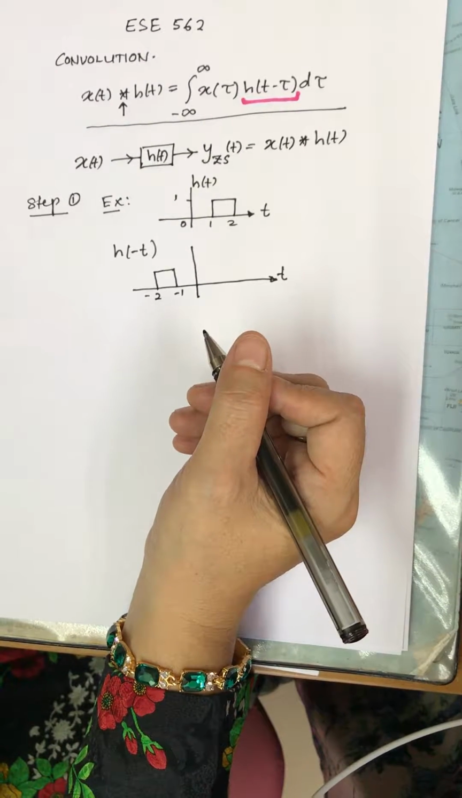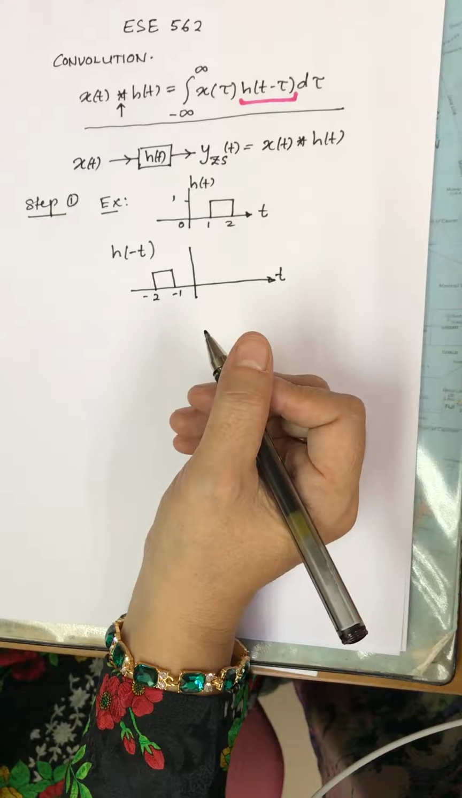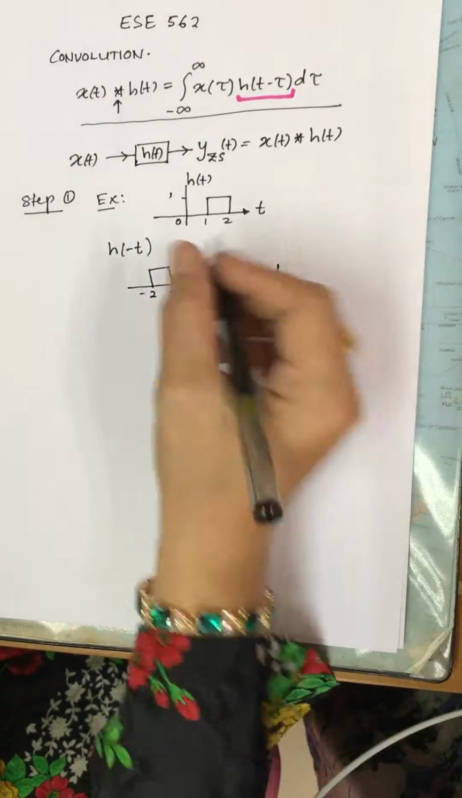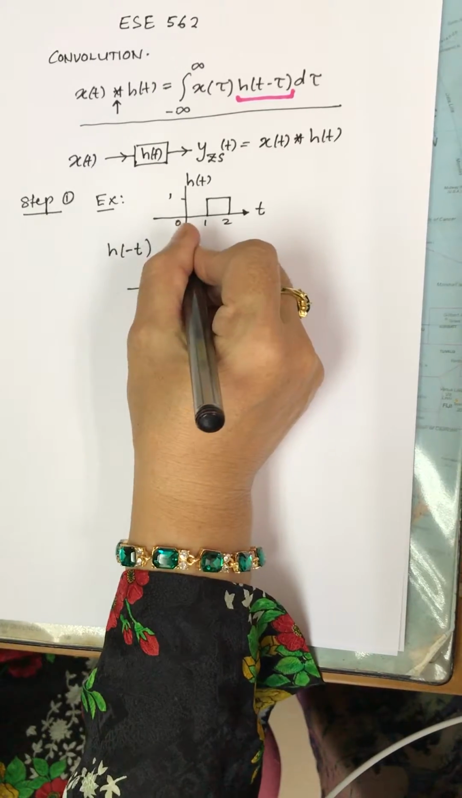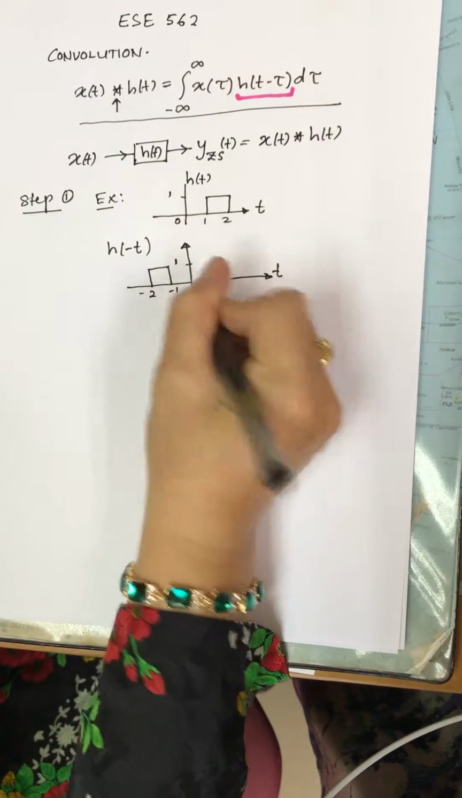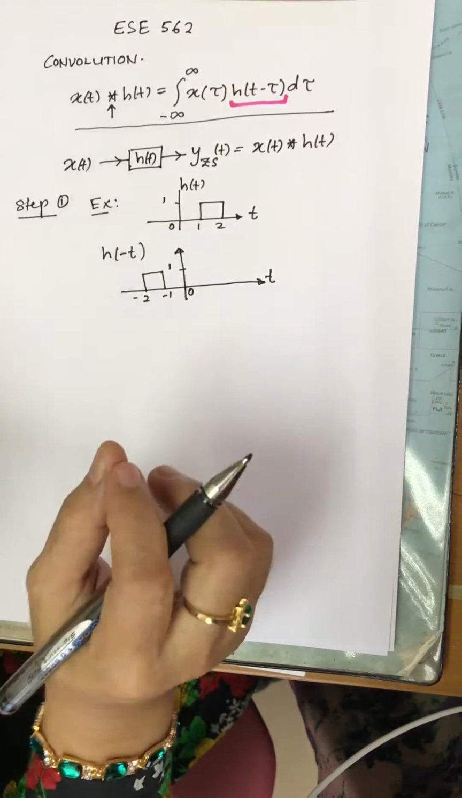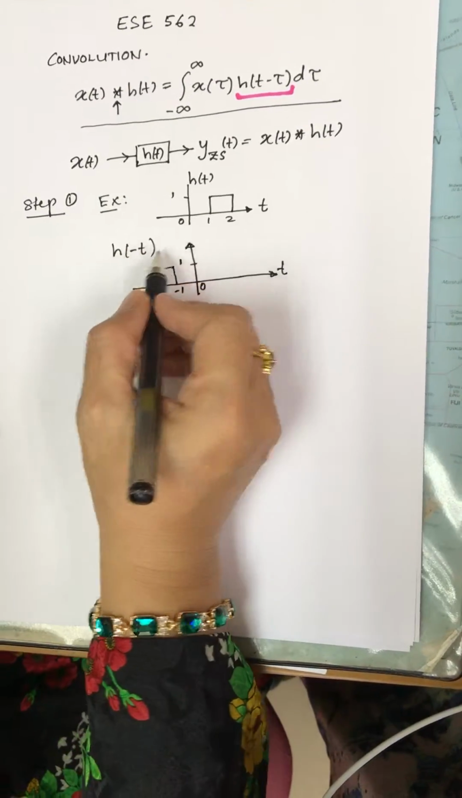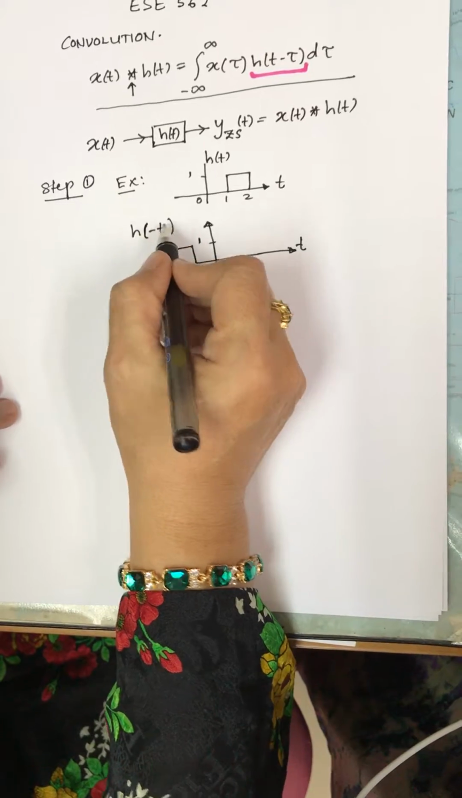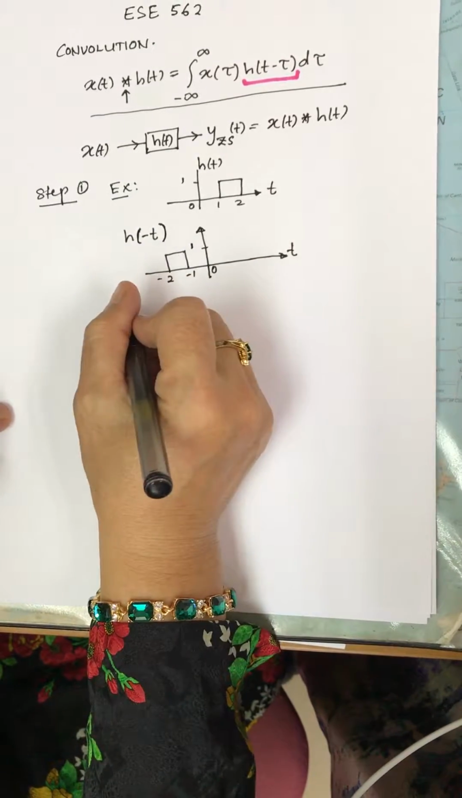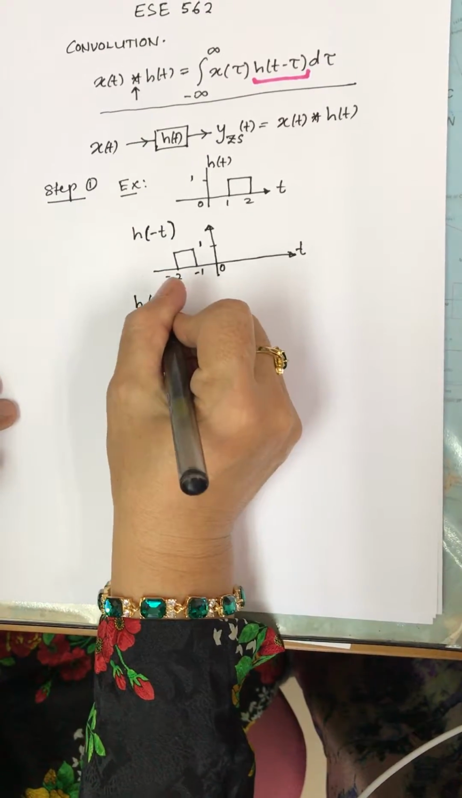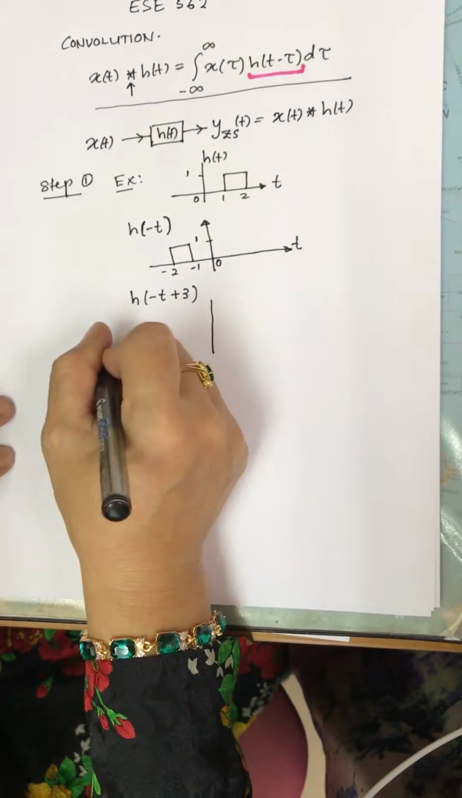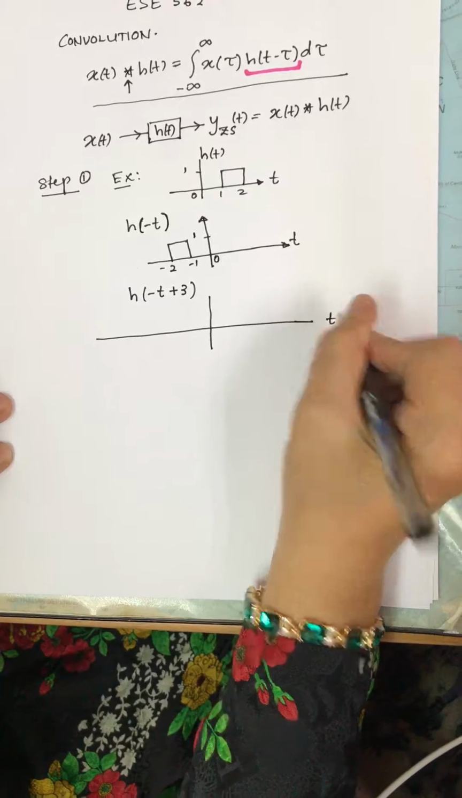Now what happens if you want to shift the signal? Say you are shifting either to the right or to the left. See, the height is still 1. So when you shift the signal, you are adding another constant in the argument. The argument is everything inside the bracket. So for example, h of minus t plus 3. So do you shift the signal to the right or to the left?